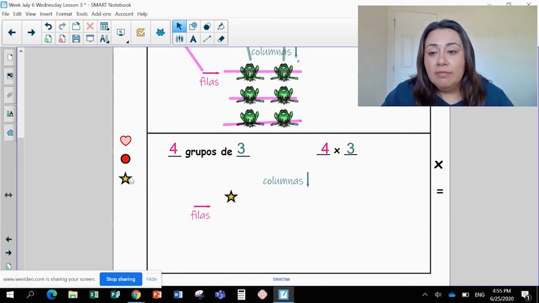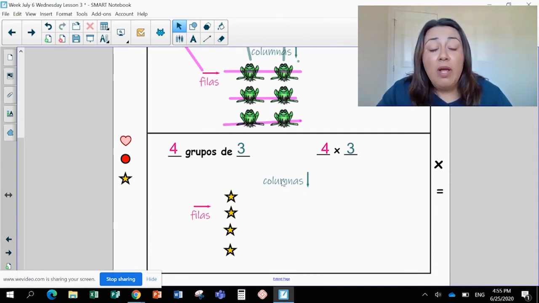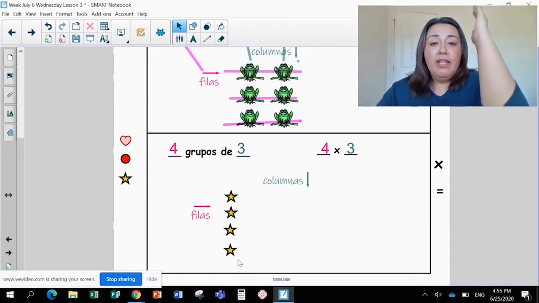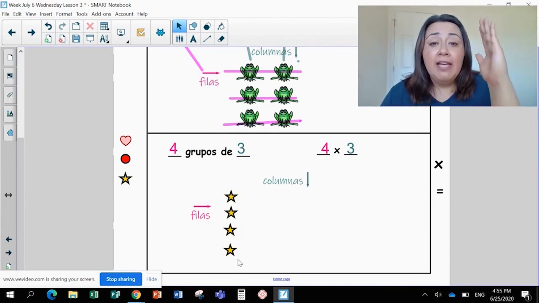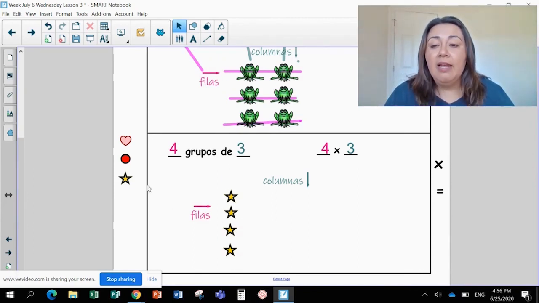Así que vamos a hacer esto. Primera fila, 1. Segunda fila, 2. Tercera fila, 3 y 4. 4 filas de estrellitas. Ahora, sabemos que las columnas nos dicen cuántos hay en cada grupo y cuántas columnas necesitamos. 3 columnas. Pero fíjense, ya tenemos la primera columna. Aquí está. Recuerden, en una matriz, filas y columnas, las filas son horizontales y las columnas son verticales. Así que ya tenemos una columna vertical. Ahora tenemos que agregar 2 más.